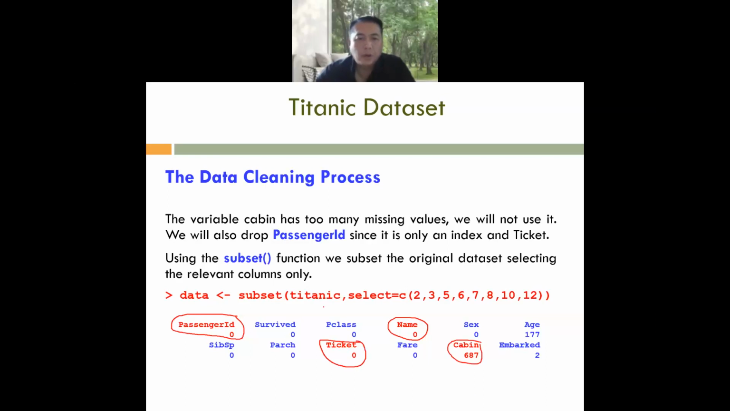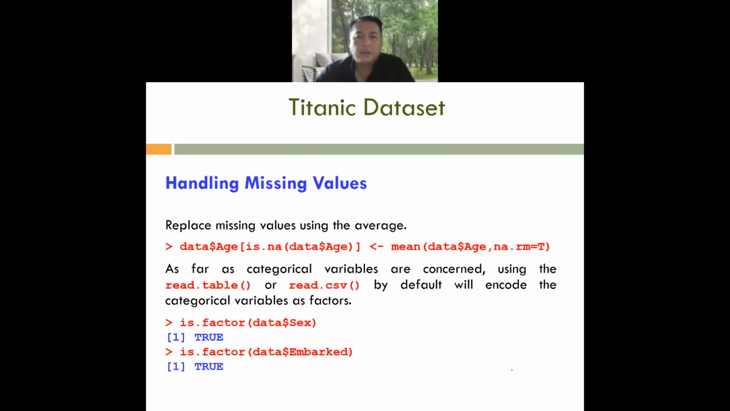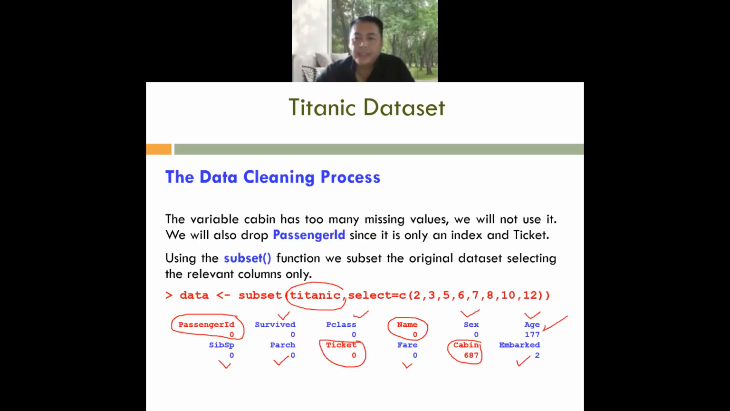Okay, so what we want to do is select a subset of the data from the Titanic. So we only select number 2, number 3, number 5, number 6, 7, number of siblings. This one is number of parents. This is the fare, and this is where they embarked. For the age here, we have missing around 177. So what we should do is we just replace with the average.